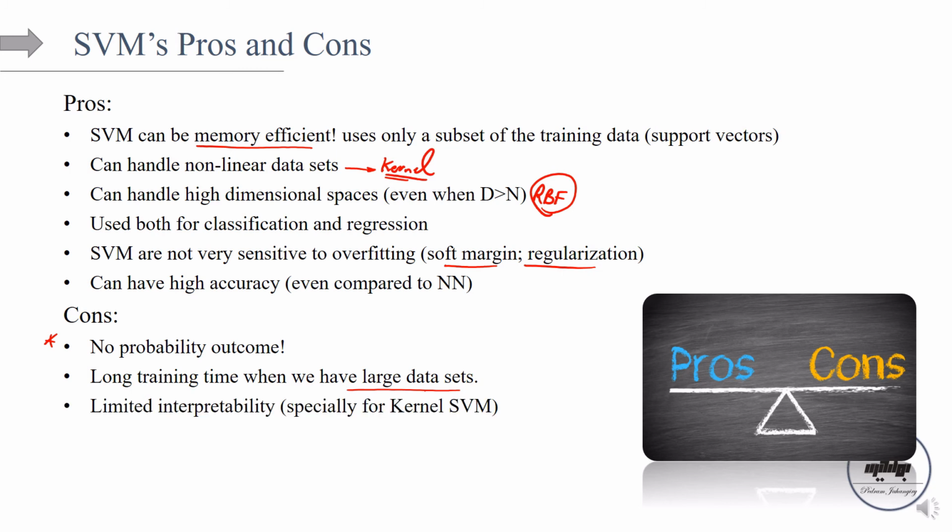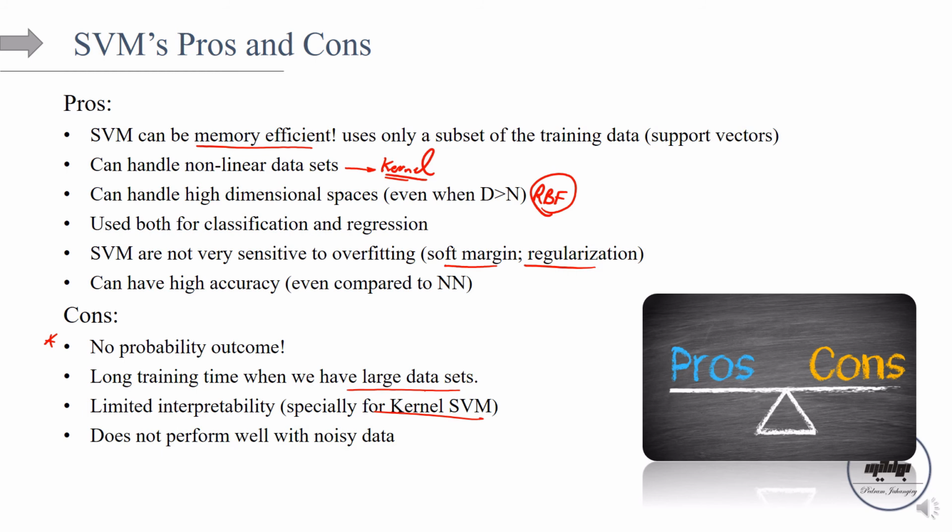Then the limited interpretability, this is another disadvantage, especially for kernel SVM. So maybe for a linear SVM, like for regression, we can easily interpret that. But when it comes to the kernel SVM, we're kind of lost in terms of what the weights for the coefficients are, right? So we don't get interpretability for that.